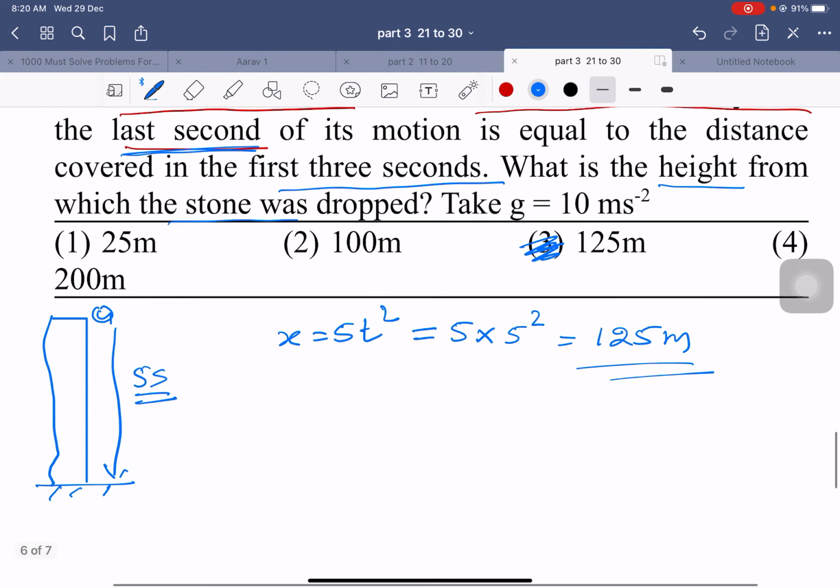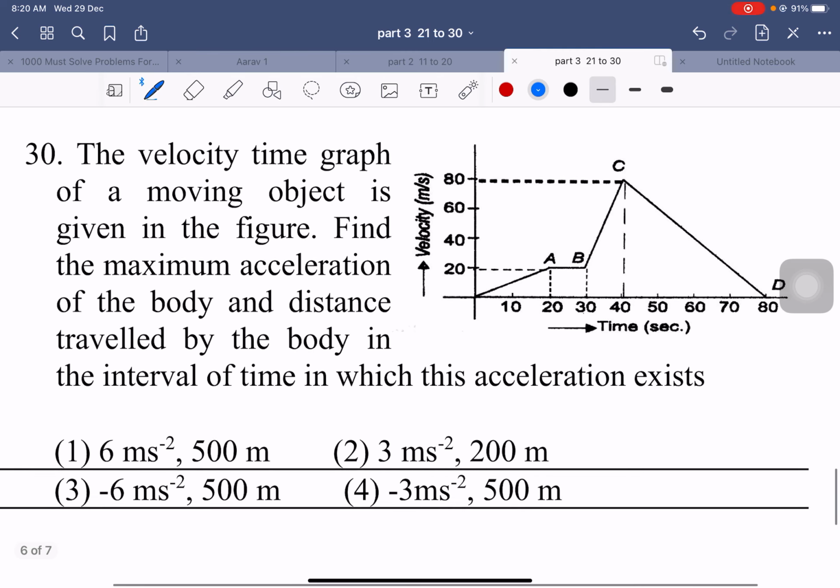Question number 29, third option. We'll go to question number 30. The velocity time graph of a moving object is given in the figure. Okay, VT graph is there. So whenever you see VT graph, we should remember area under VT graph is displacement.